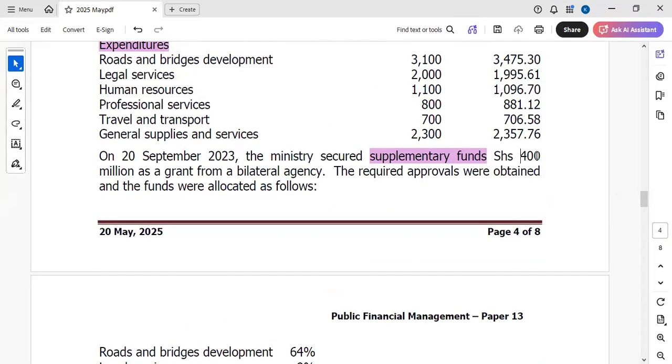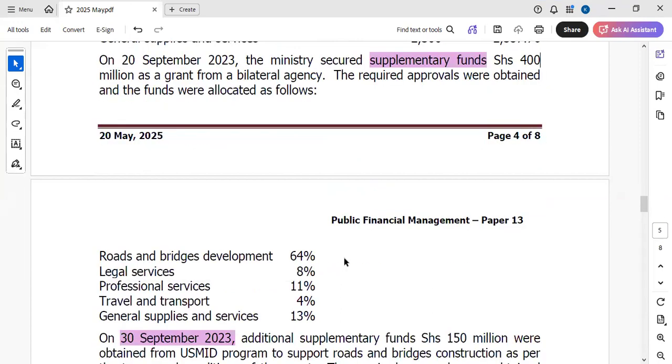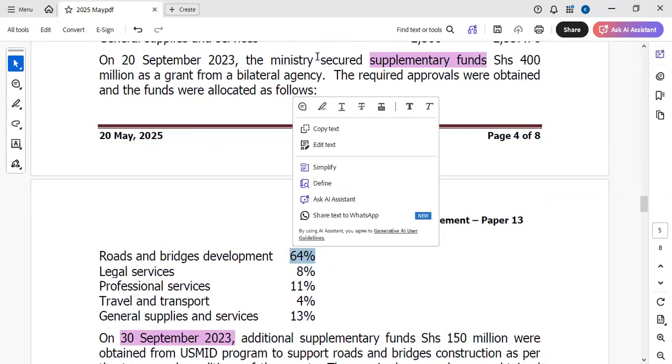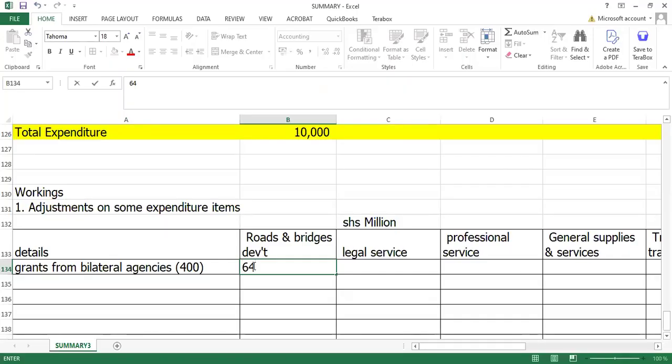It is 400 million, and we are in a position to allocate. Roads and bridges is taking 64. So get 64, 400. How much do you get? When you're doing this, maybe you can show the examiner how you're getting it. 64 times what? Times 400, and you get the amount, which is how much?